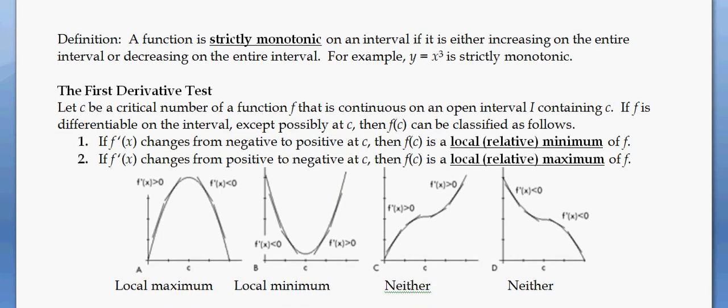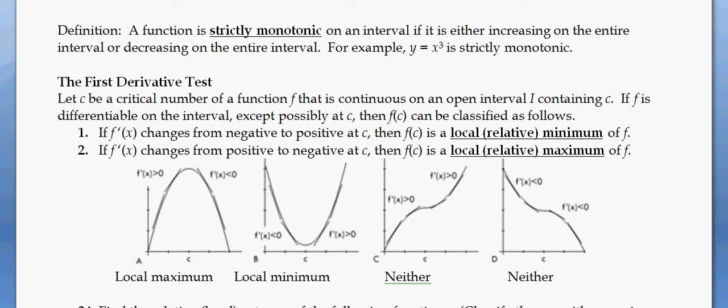So first we have a definition which says a function is called strictly monotonic on an interval if it's either increasing on the entire interval or decreasing on the entire interval. So for example, x cubed is monotonic, right? Because it's always increasing, even if I'm coming from the negative direction, it's just always increasing.